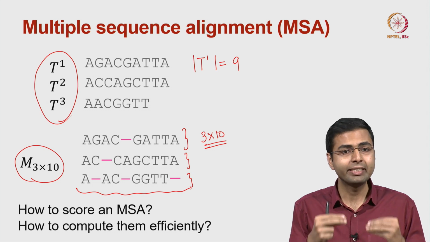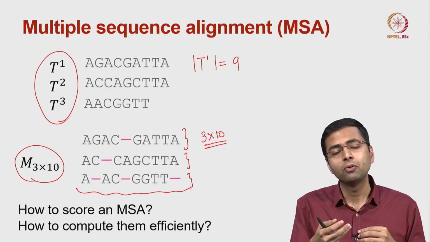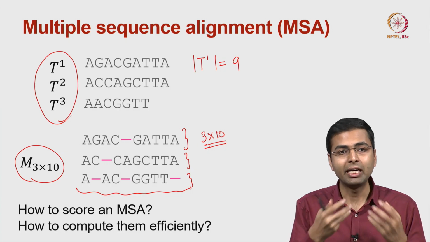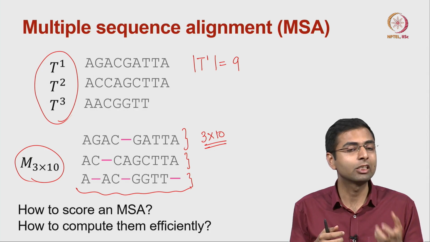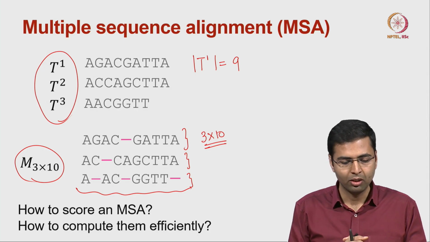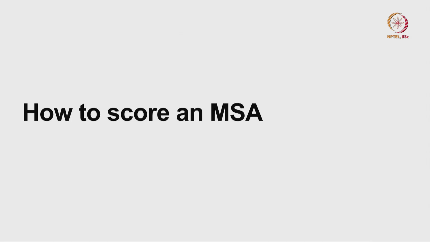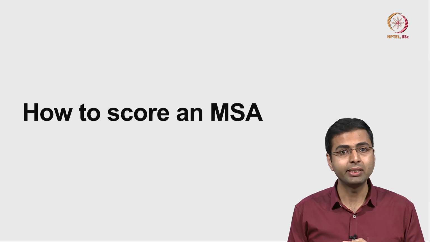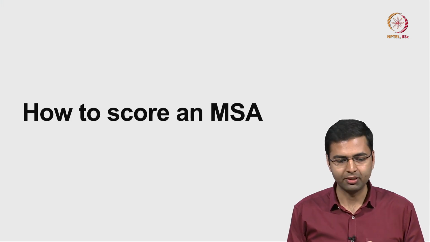So, once the scoring scheme is fixed, then we can look forward to how to compute a multiple sequence alignment efficiently, that is the alignment which achieves the highest score. So, let us understand these questions one by one. Coming to the first question, how to score a multiple sequence alignment. Let us look at 2 different scoring schemes for this.